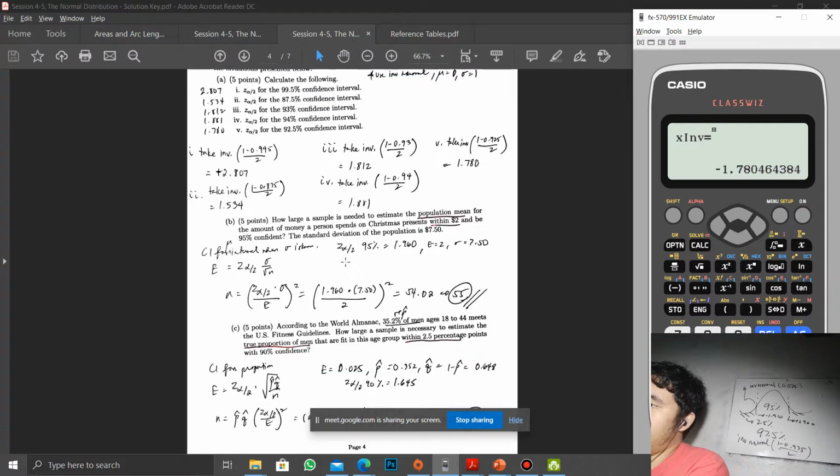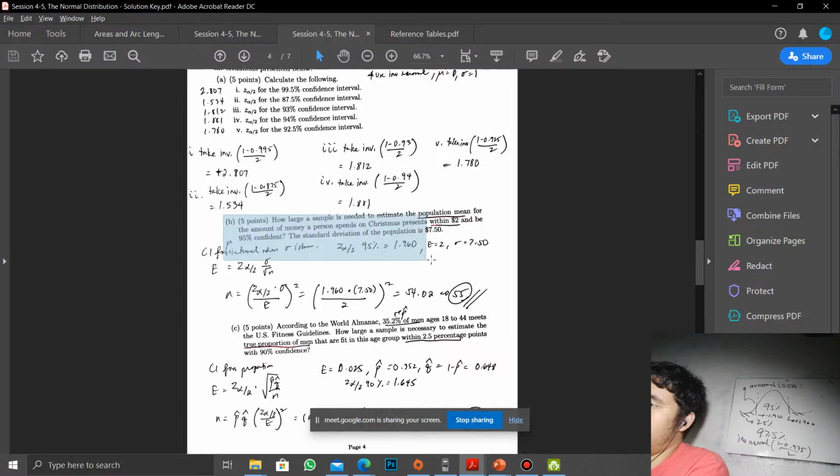Next, sample size. Ina-underline ko yung mga important, okay? Population mean. So, use confidence interval for mu when sigma is known. Okay? So, yan yung mga values.